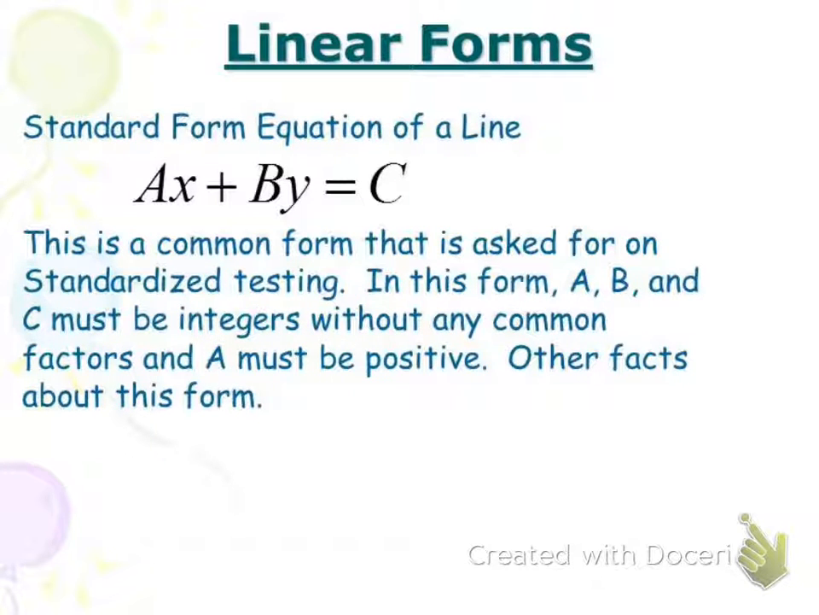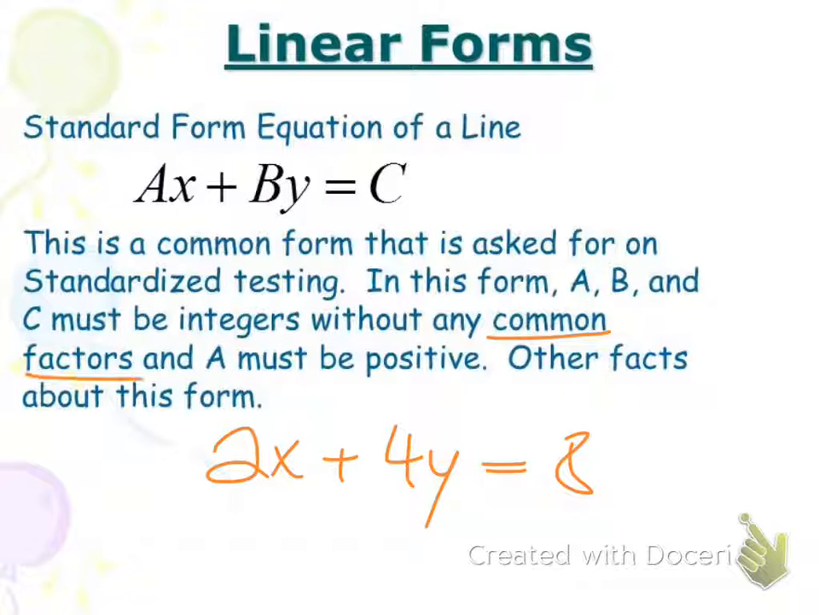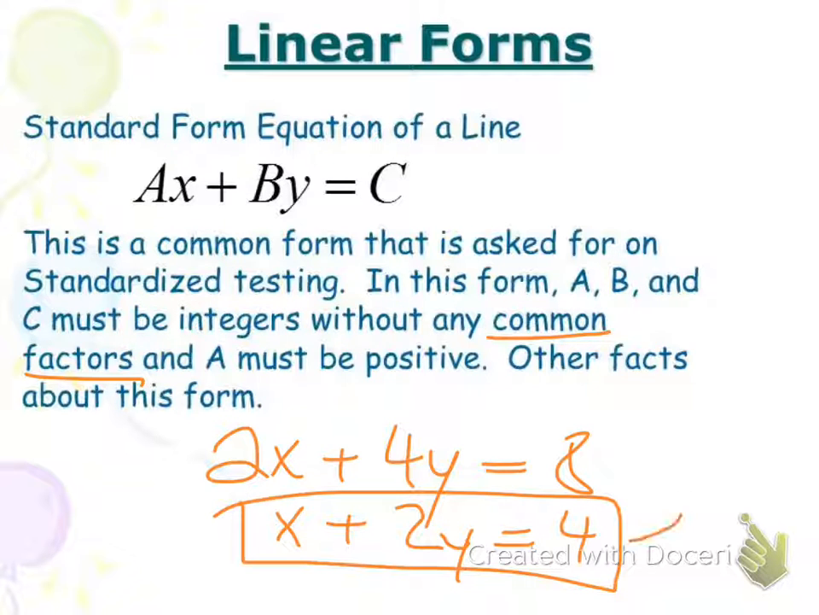A few things that fail: 2x plus 4y equals 8. That kind of looks like ax plus by equals c, right? Which one of these qualifications does it fail? It has a common factor. What's the common factor of all these things? 2. So I need to divide everything by 2 to put this into standard form. That's standard form. Now, these are equivalent equations.